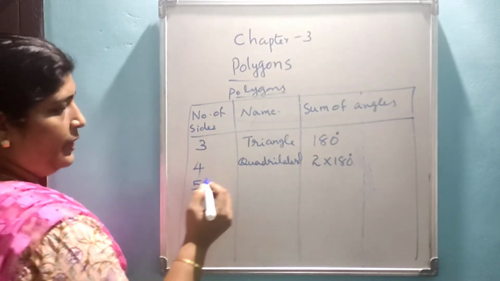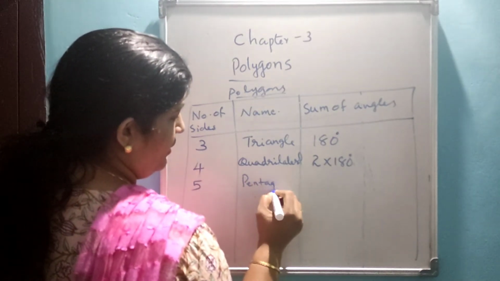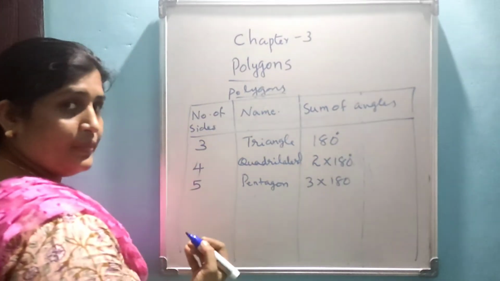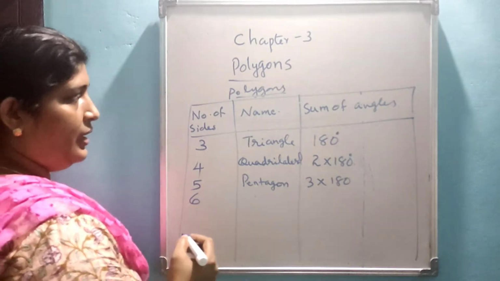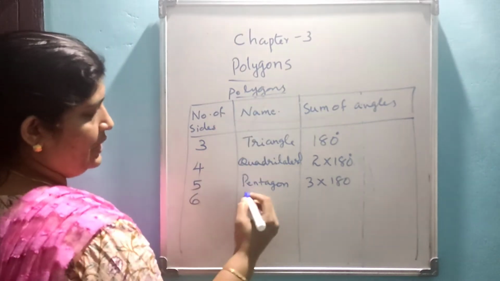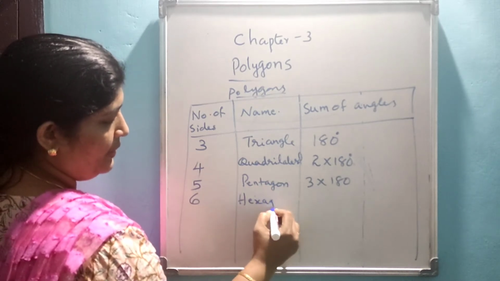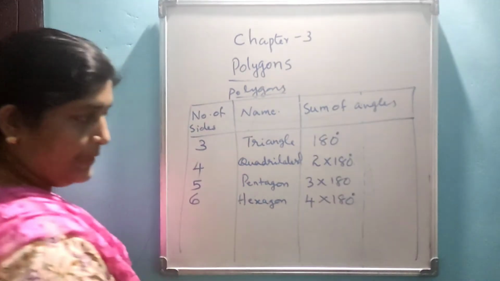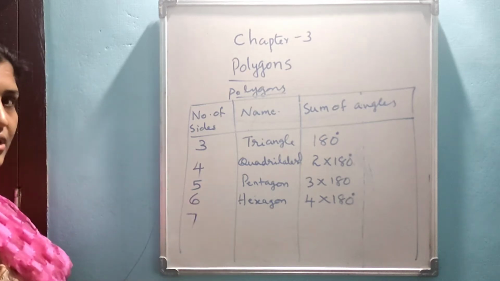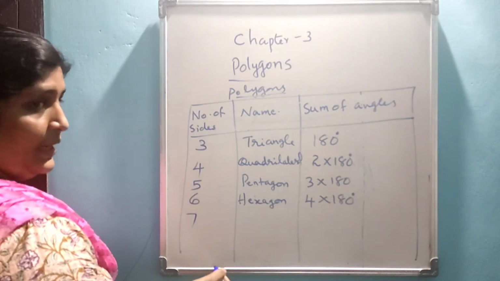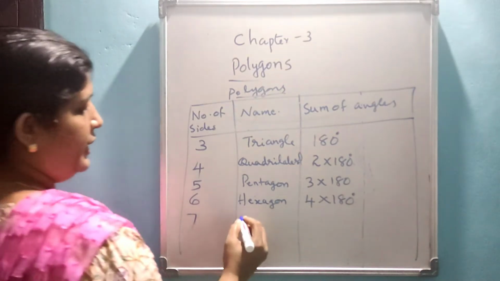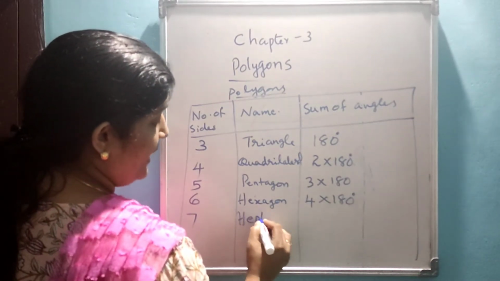If the number of sides is 5, its name is pentagon, and the sum of angles is equal to 3 into 180. Then if the number of sides is 6, it has a special name, that is hexagon, and the sum of angles of a hexagon is equal to 4 into 180. Then if 7 sides, what is its name? 7-sided polygons are called heptagon.